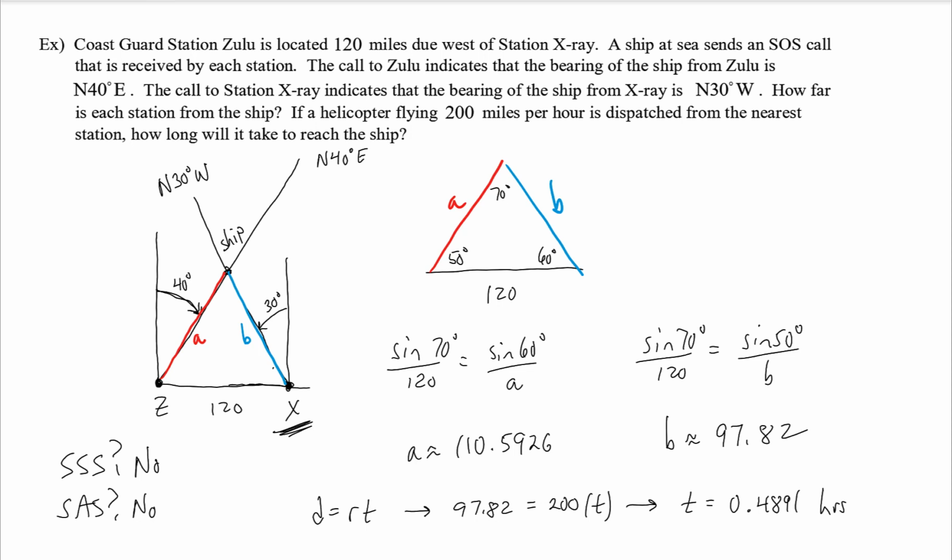So, 29.346 minutes. Whatever measurement you want to go with. Minutes makes more sense since we're less than 1 hour, but that's fine. I think we all have an idea of about how long 0.4891 hours is, right? Just under a half an hour.